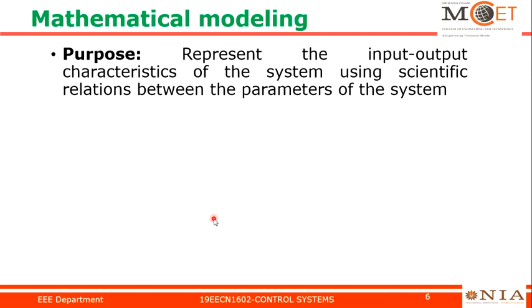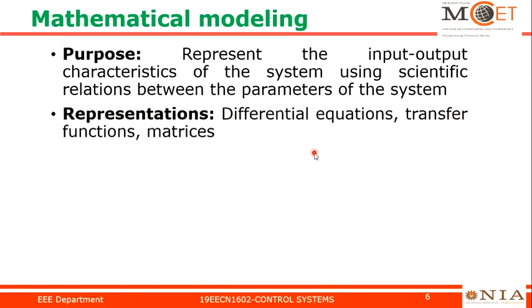Mathematical modeling. The purpose of doing mathematical modeling is to represent the input-output characteristics of the system using scientific relations between the parameters of the system. We are representing a system, and in the system we have different parameters related to each other. Those relations will be represented as the input-output characteristics. For that we need a mathematical model.